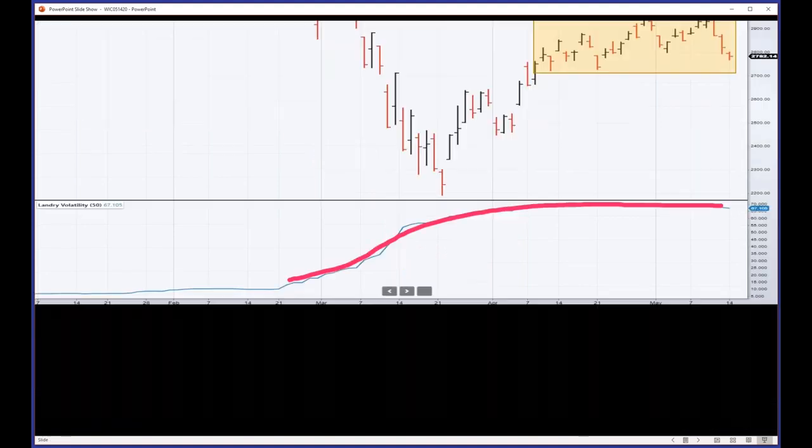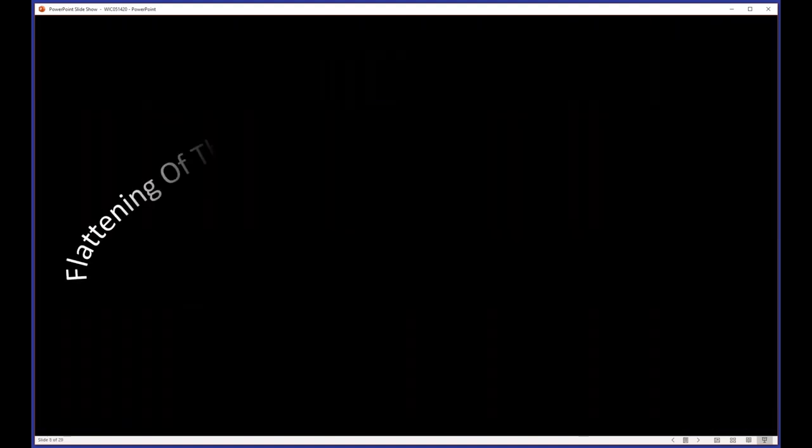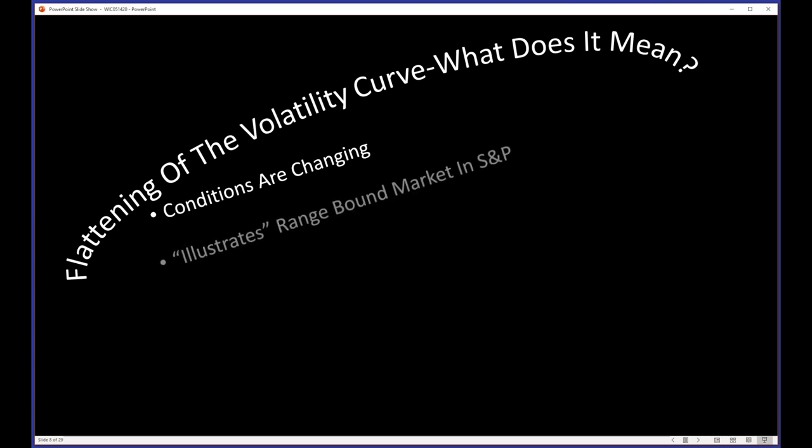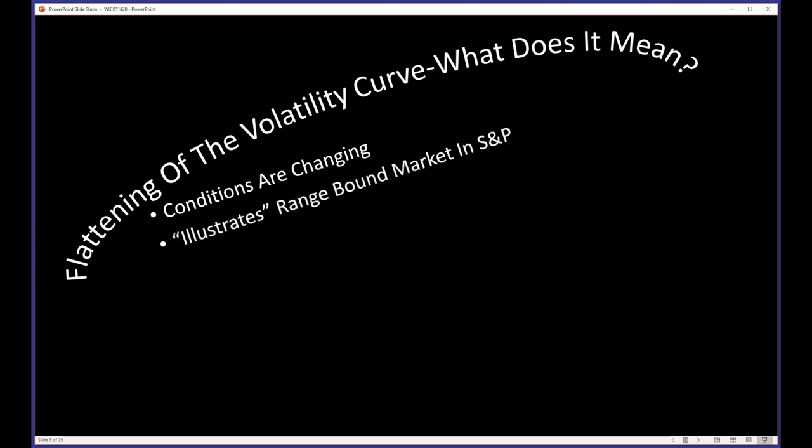Now, before we get into that, let's just talk a little bit about the flattening of the curve. It means that conditions are changing. Well, conditions are always changing, but we're kind of settling into this trading range, at least so far, in the S&P 500. And obviously, as I said a second ago, an indicator doesn't indicate, it illustrates. Well, it just says, hey, check out the market. It might be range bound. And lo and behold, it is range bound.